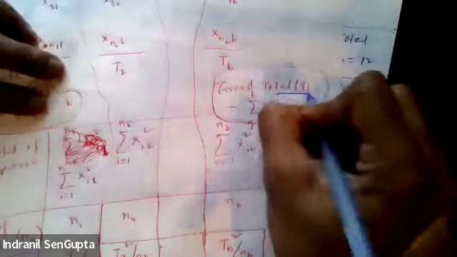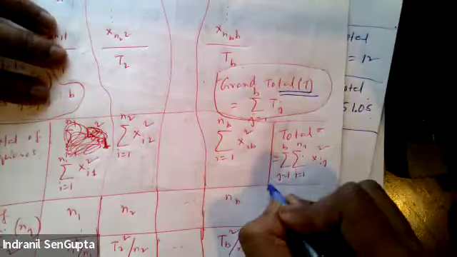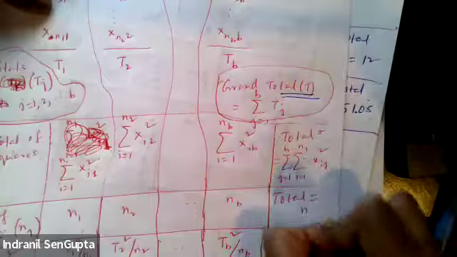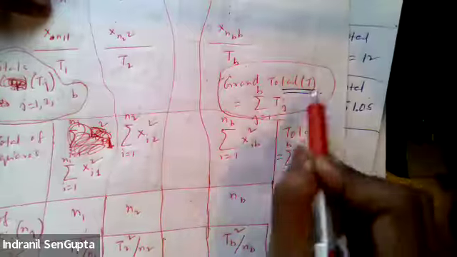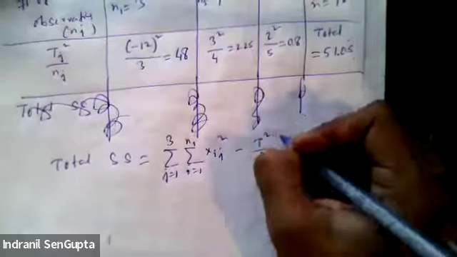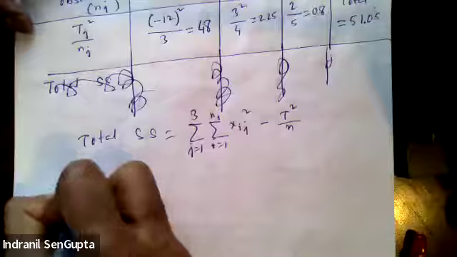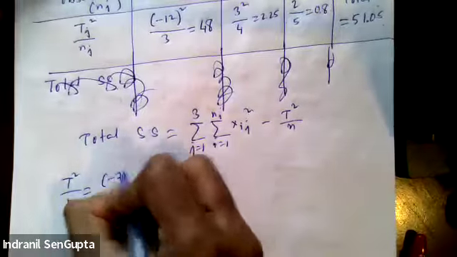So the grand total is T, right? And n is the total number of observations. So here, the total is n. Basically, if I take the first and the last, T squared was minus 7 squared. So this quantity, T squared over n, is minus 7 squared over 12, right?